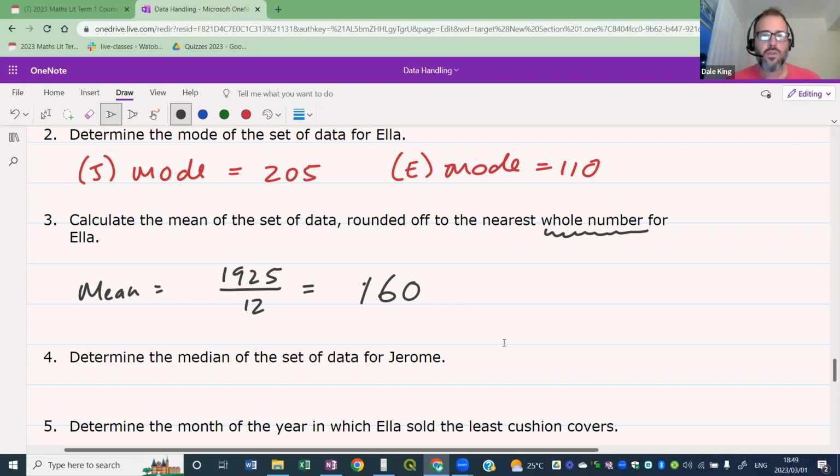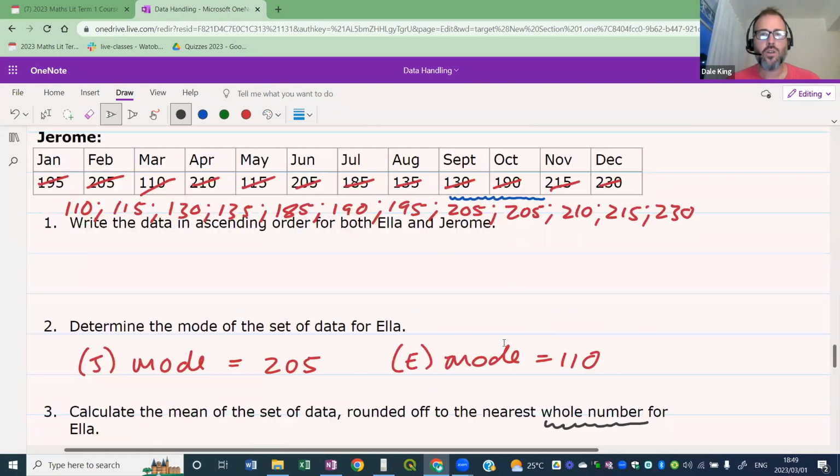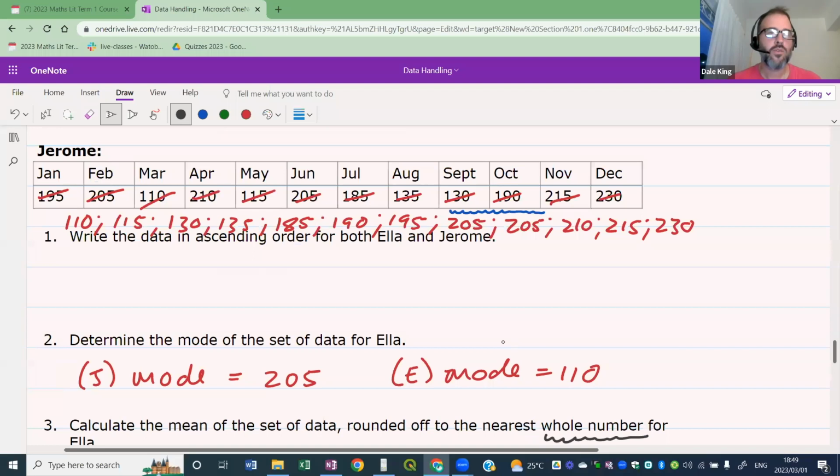Determine the median for the set of data for Jerome. Now we've ordered Jerome's numbers already, so they're there on the screen. Whoops. This eraser is big. So I don't understand how, so you go to the previous question again.